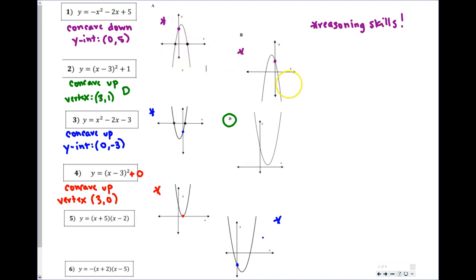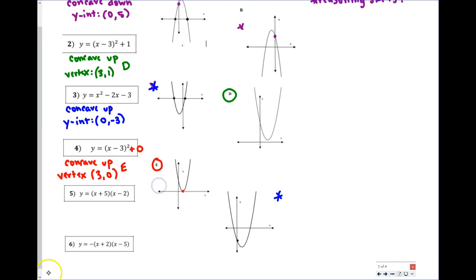None of them are sitting on 0 on the x-axis, so I know that number 4 has to be letter E. Number 5 is in factored form, and it is concave up. So I'm only going to look at the graphs that go up. And I've got roots at -5, 0, and 2, 0. So I'm going to ignore A and B because those are concave down.